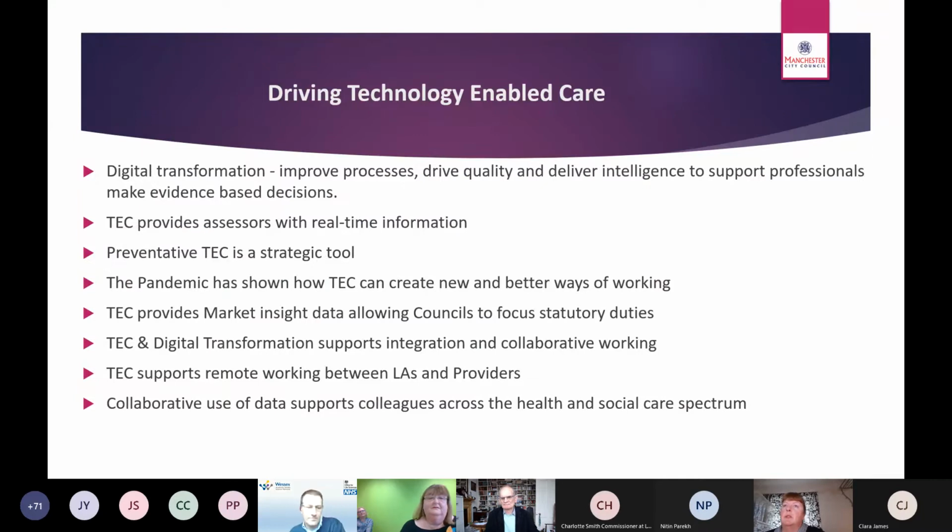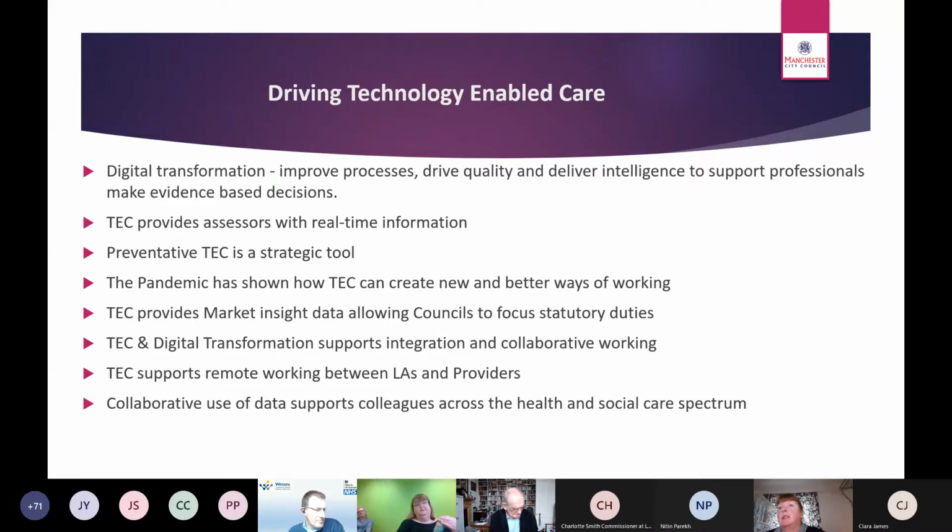Right, so this is around Manchester's view around driving technology-enabled care. Digital transformation has long been an aspiration, as we know, for social care. It offers many opportunities to improve processes, drive quality, deliver intelligence to support professionals to make evidence-based decisions. Using tech can provide assessors with real-time information about visits, movement, behaviour patterns, behaviour changes to provide assurance for citizens, carers, families, professionals, and it can allow rapid adaptation in the event of change in circumstances or indeed crisis.